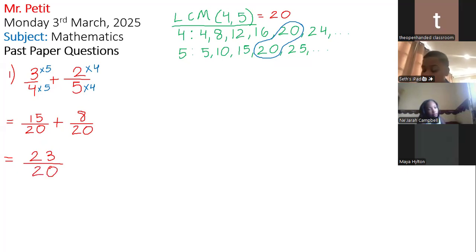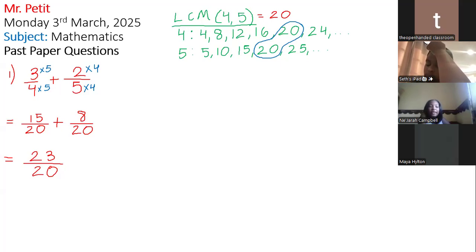Very good. And so we're finished, right? No, sir. It's an improper fraction. What do we do with the improper fraction? We can change it to a mixed number. And how can we do that? Divide it. Okay.